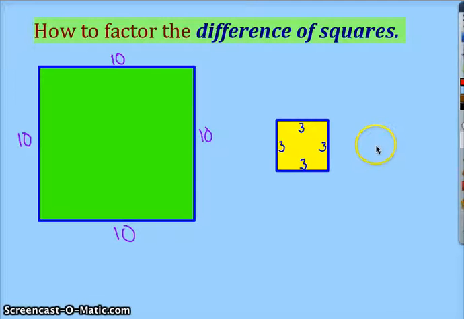Hello. This video will demonstrate how to factor the difference of squares. Before we actually factor the difference of squares, let's look at what it means.